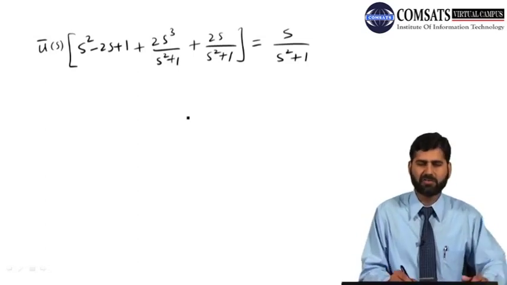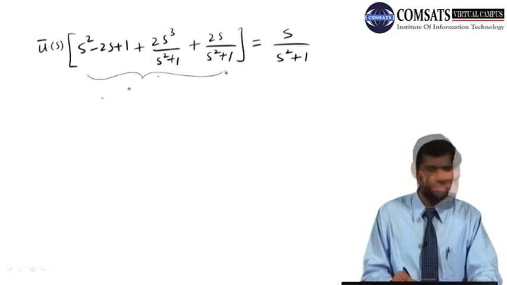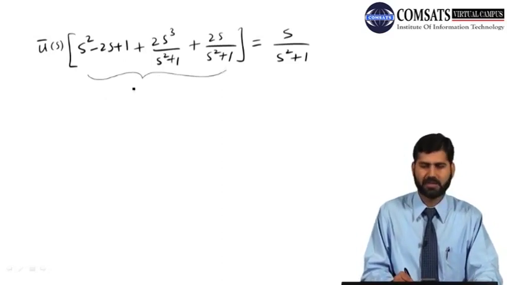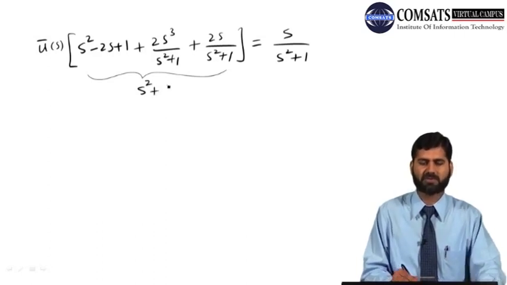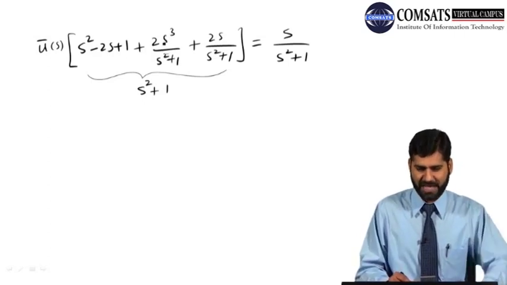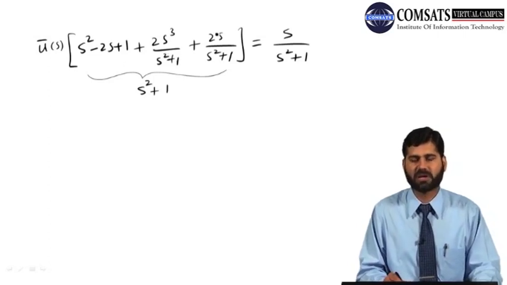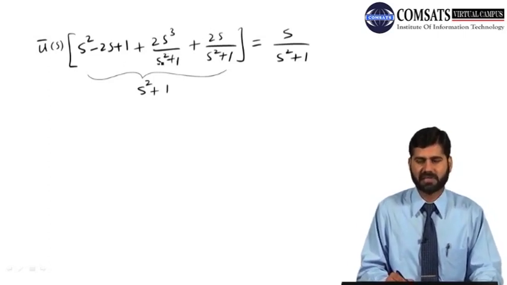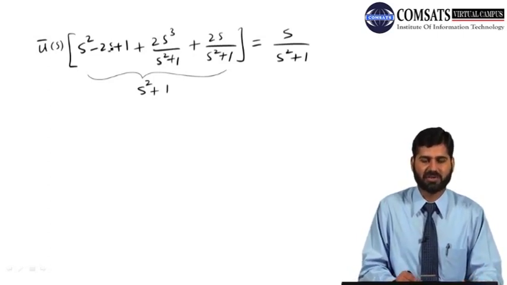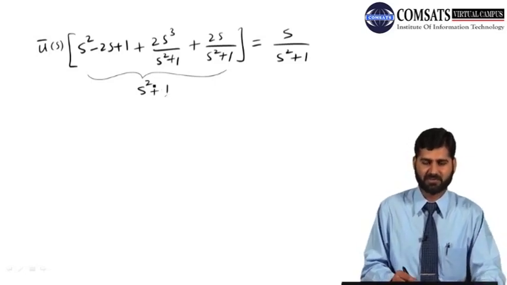So if you simplify, this whole thing will be simplified to s square plus 1. That's how easy it will become. Because you see, here 2s over s square plus 1 is common. Inside you will get s square plus 1, so s square plus 1 will cancel out. You will get only 2s here, and 2s will cancel out. So you will get just s square plus 1. Just do it in two steps.